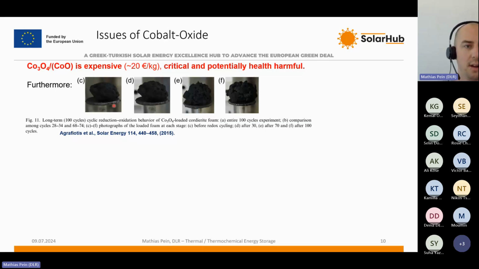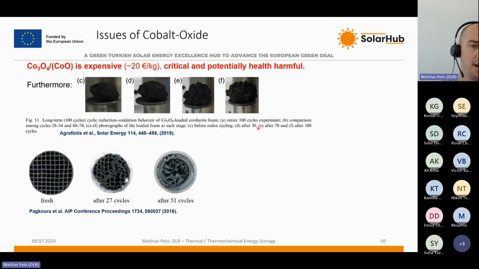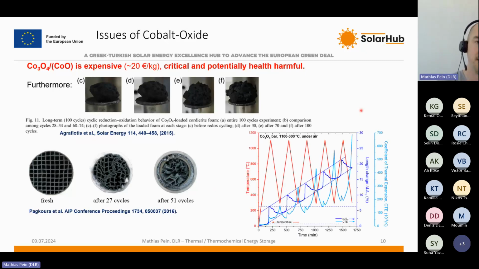But as you can see here, after just 100 cycles, you essentially end up with a crumbled piece. And here you can see a picture of an extruded honeycomb, which after 51 cycles is no longer to be recognized as such. And the reason for that lies in the fact that due to doing the reduction and oxidation, the crystal structure of the material changes significantly, which goes hand in hand with a thermal expansion within each cycle.